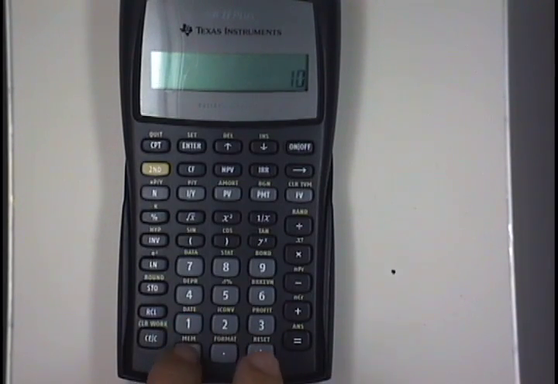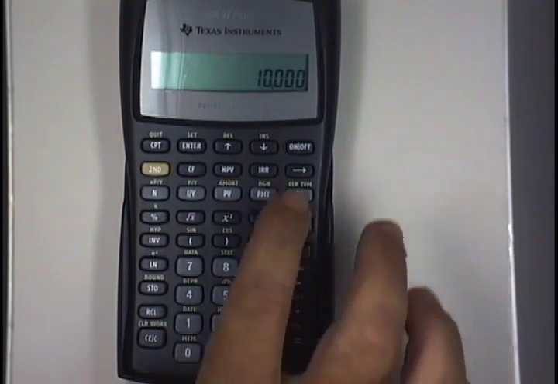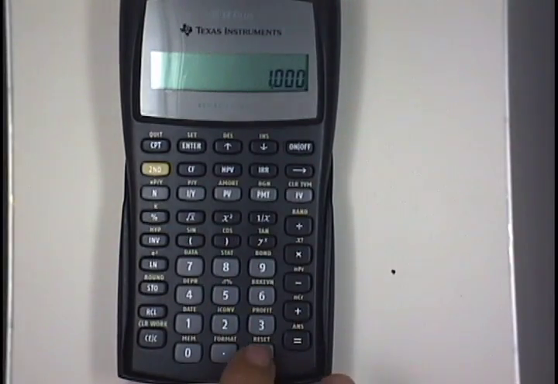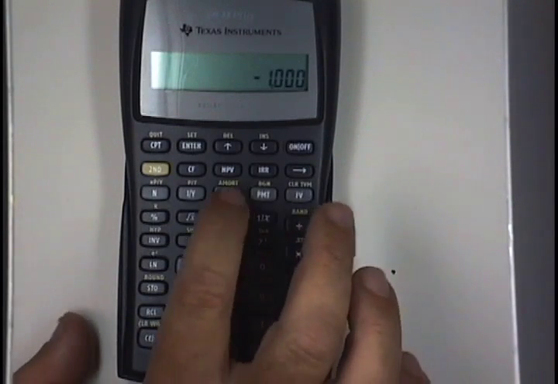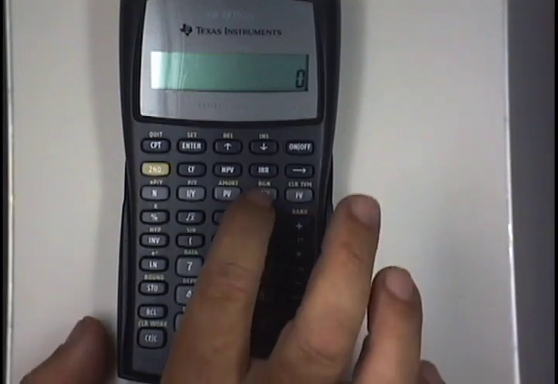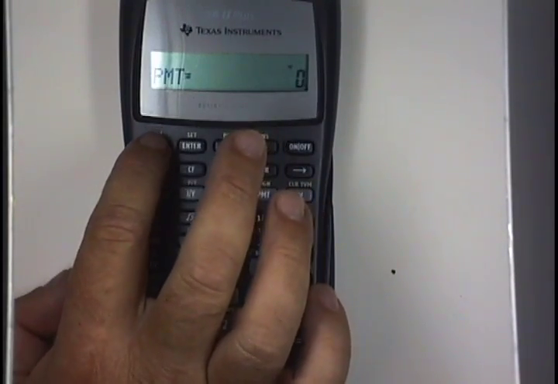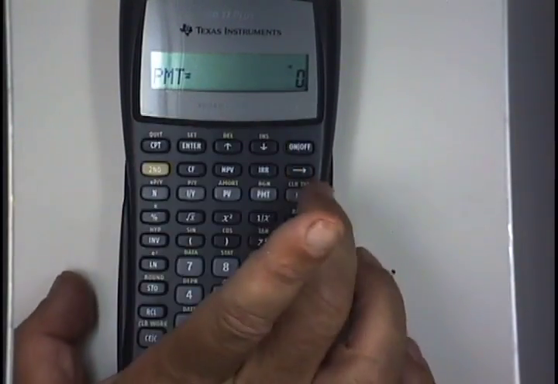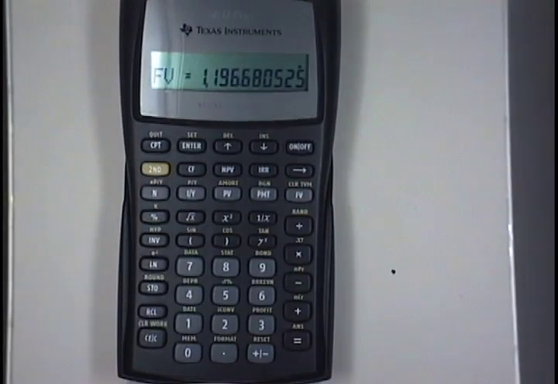I'm starting with one too many there, 1,000 negative. There's my present value. I have no payment. If I compute my future value, I have $1,196.68.